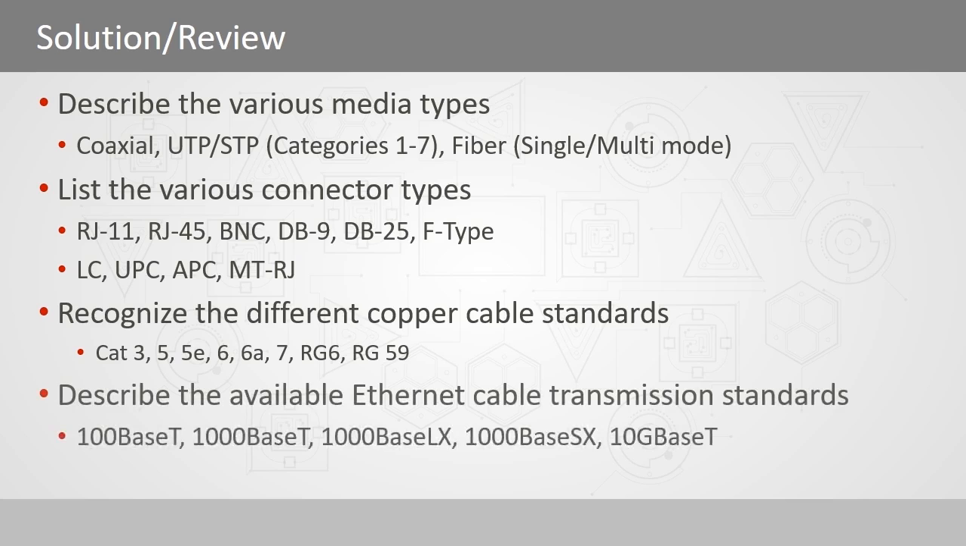And finally, we asked to describe the available Ethernet cable transmission standards. And this is where we saw, again, the speed primarily of the cable. So 100BASE-T was 100 megabits per second, baseband transmission, T for twisted pair. Then 1000BASE-T is simply a gigabit per second. Then the LX and SX were longer versus shorter runs. And then 10G is, of course, 10 gigabits per second. So hopefully you made out all right with those review questions. And if so, we are ready to move on to our next course.